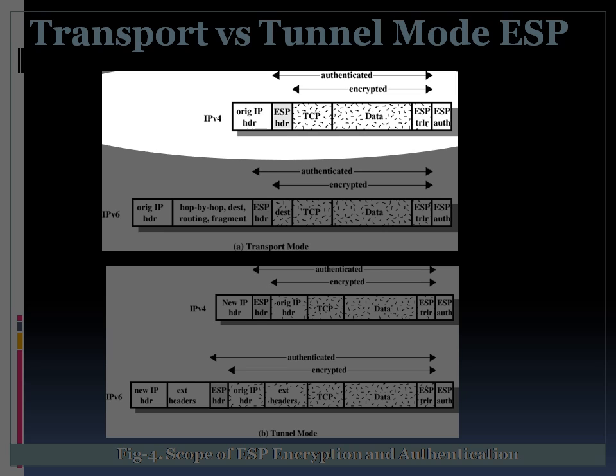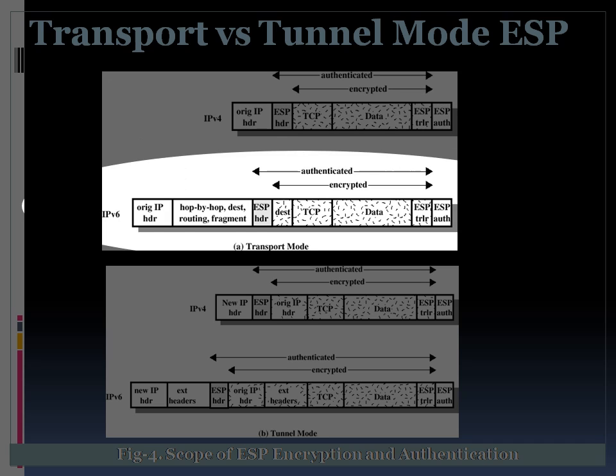Here, if authentication is selected, then the ESP authentication data field is added after the ESP trailer. The entire transport level segment plus the ESP trailer are then encrypted. Now authentication covers all of the ciphertext plus the ESP header. In the context of IPv6, ESP is viewed as an end-to-end payload. That is, it is not examined or processed by intermediate routers.